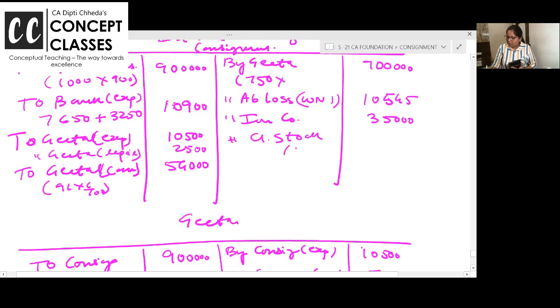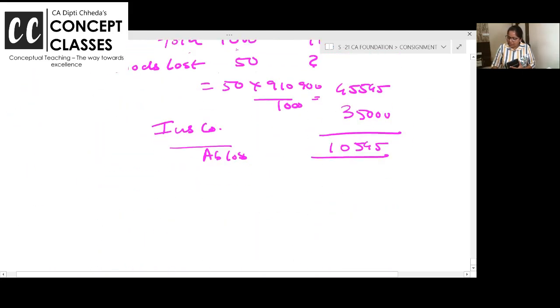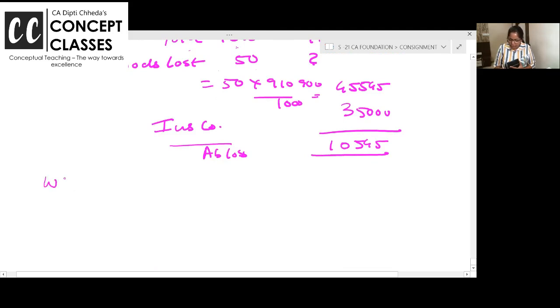Closing stock. Working note 2. Is the flow super clear or not? 9 lakh goods are sent. Consignor expense, consignee expense, sale, commission, abnormal loss if any, and last, closing stock. For closing stock we are doing working note 2.